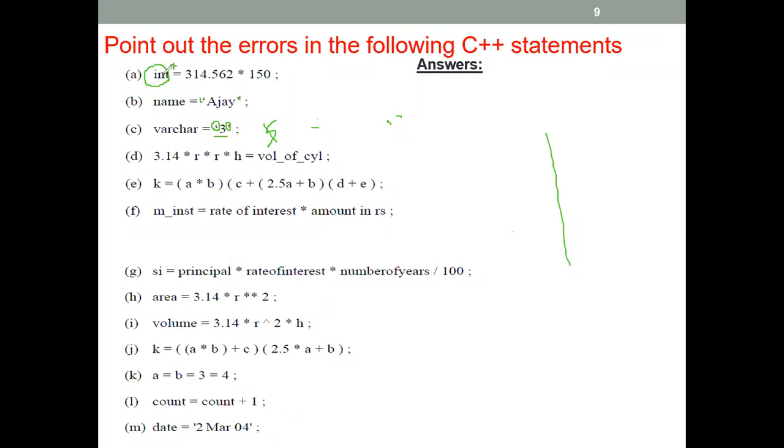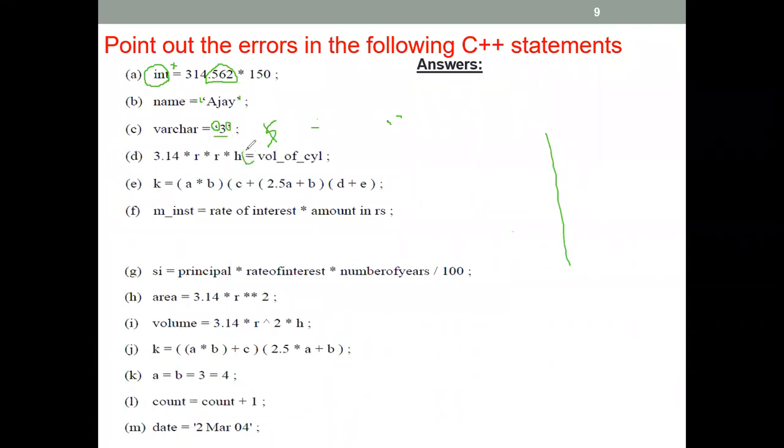But here, the one mistake is that 0.562 has a decimal, so it is better to declare it as a float, because these are decimal-point values. So float x equal to, and this is the correct rule. Okay, and what is the mistake here?